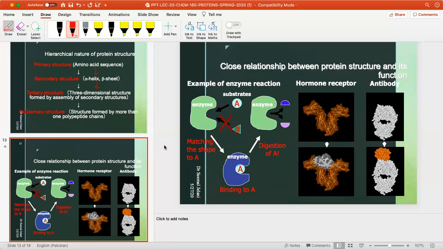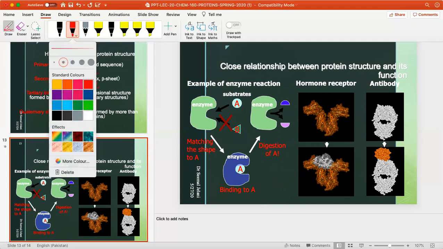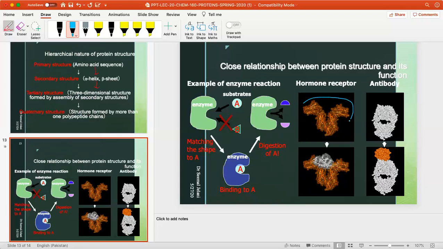Now this is another example. It is a diagrammatic representation of the specificity of enzymes, showing the close relationship between protein structure and its function. These are the 2D structures which are drawn, and this is the actual. For example, if I take this structure, this is the hormone receptor, and this is the antibody.